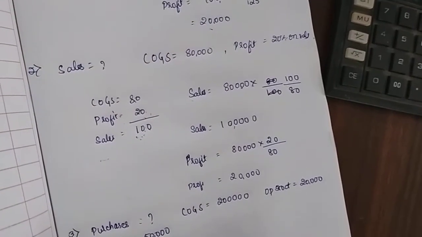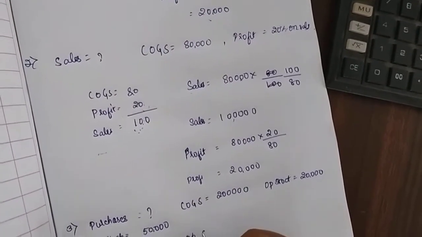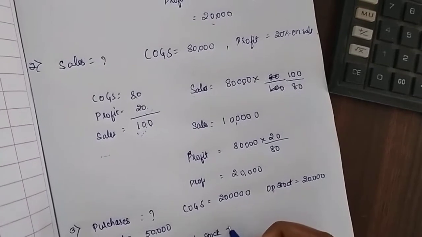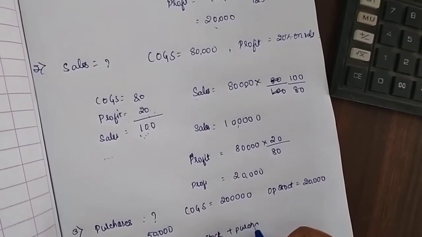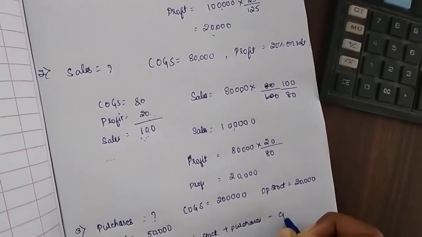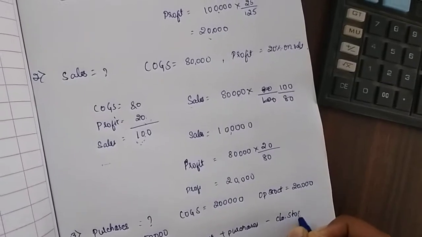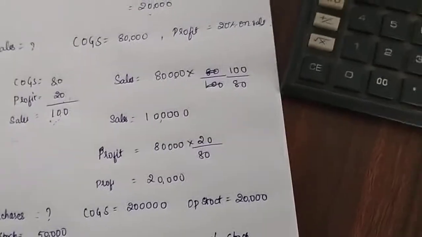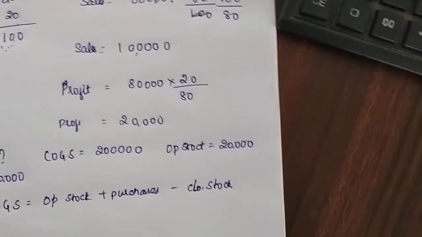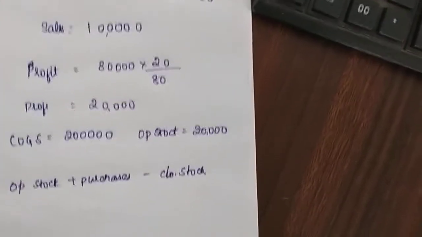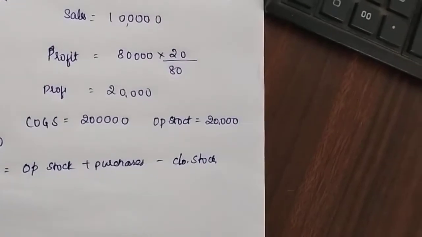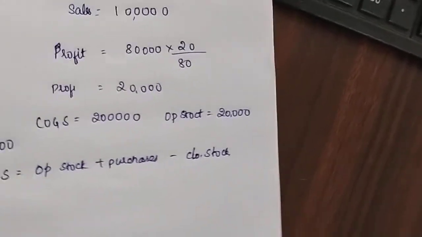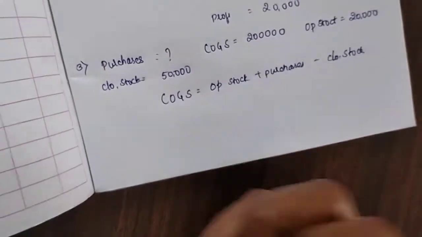The formula for cost of goods sold is: cost of goods sold is equal to opening stock plus purchases minus closing stock. To the opening stock we add any purchases we made, then subtract the closing stock. Closing stock means how much is remaining at the end of the year.